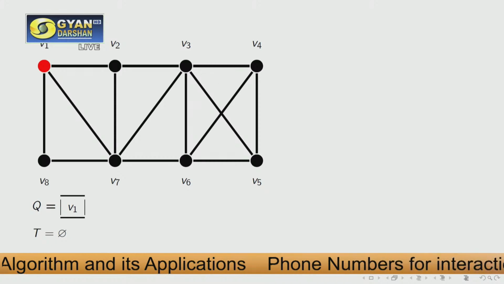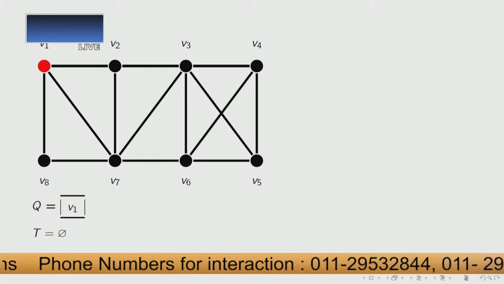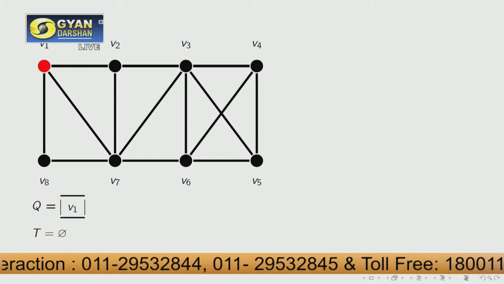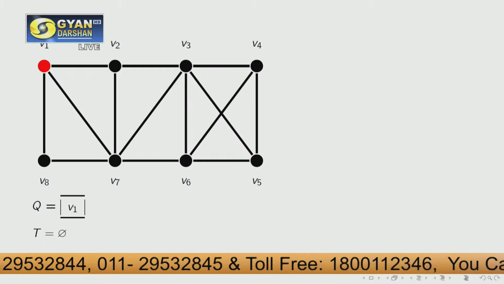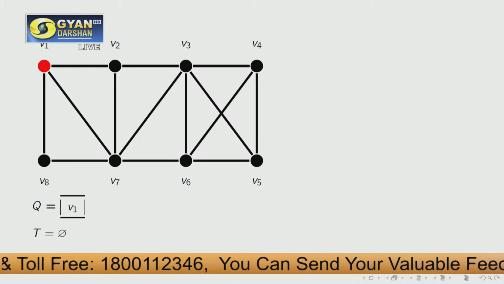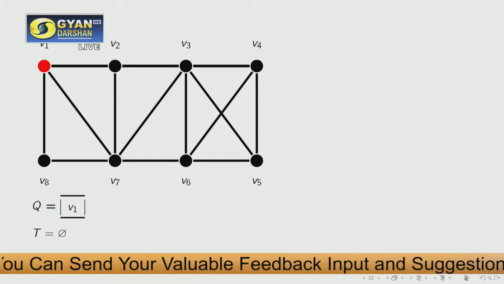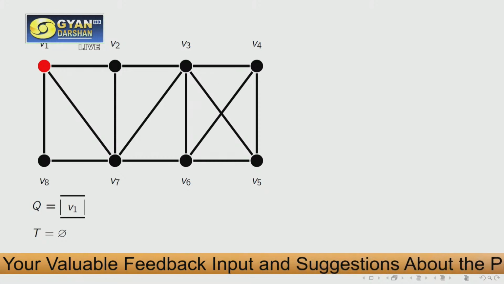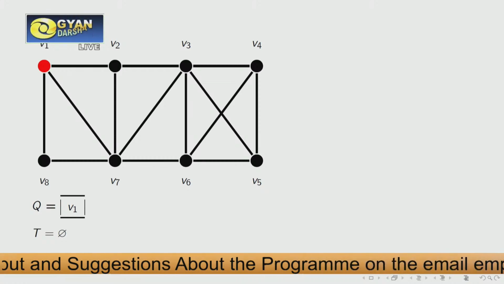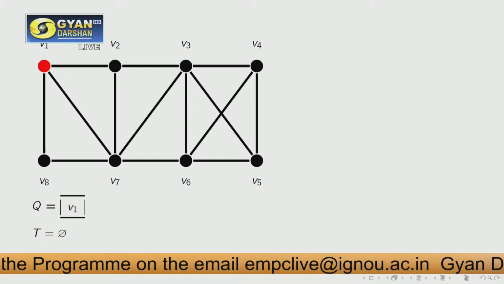And what else is given? We are given two containers, Q and T. So initially v1 is marked as visited, so we shall use the color red to mark a vertex as visited, and black color automatically means that they are unvisited. So v1 is marked as visited here. So v1 is appended to Q, and T is initially empty. So the tree has no edges right now, it is just an empty set.